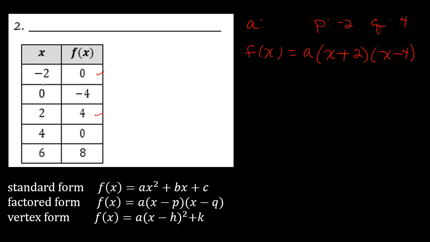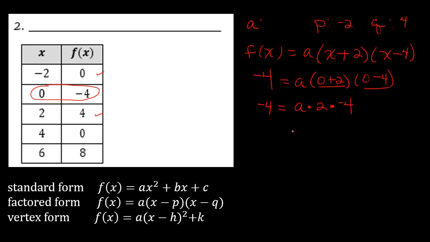Now, let's pick a point. I'm simply just going to use my y-intercept, and I'm going to replace f of x with negative 4 and x with 0. I'm going to simplify the right side. This is a times 2 times negative 4. This gives me a coefficient of negative 8. We're solving for a, so divide each side by negative 8, and my a value is positive 1/2.